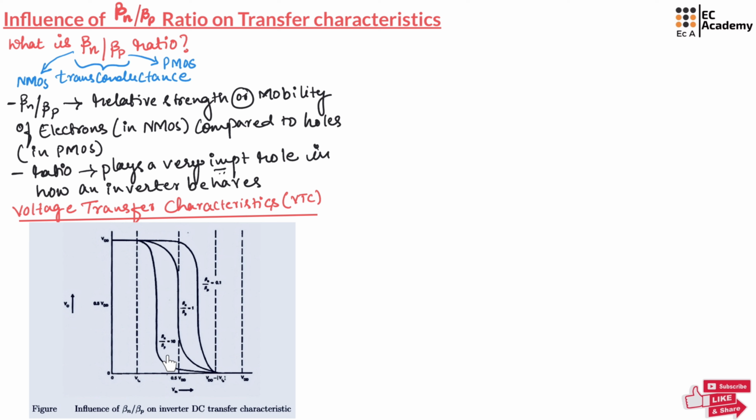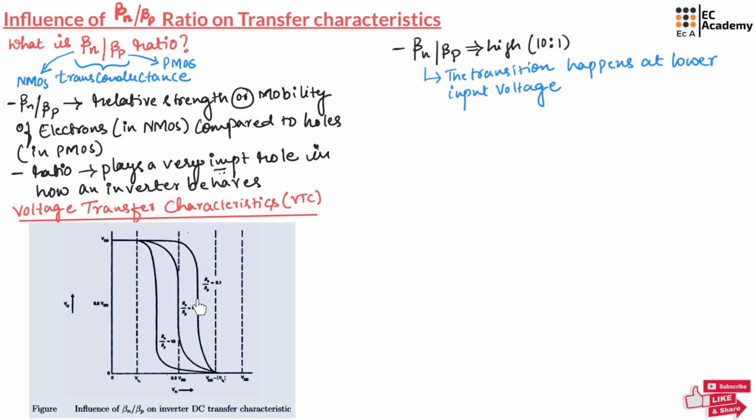When beta n by beta p has a higher value like 10 is to 1, the transition from high to low happens at a lower input voltage, as you can observe. So the switching has happened for a lower input voltage. As this ratio decreases to 1 is to 1, this transition will shift towards the right side.